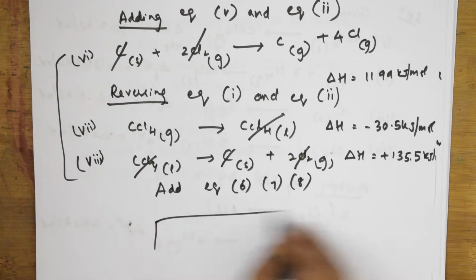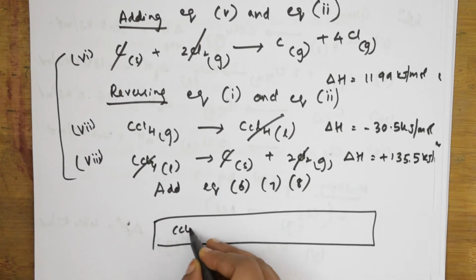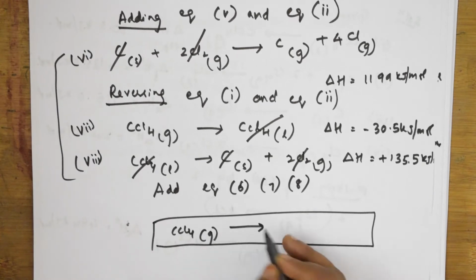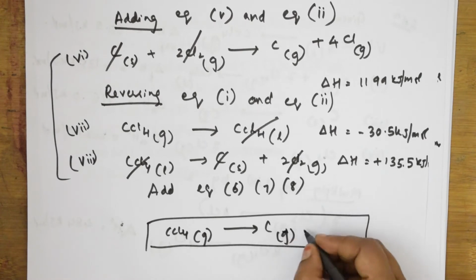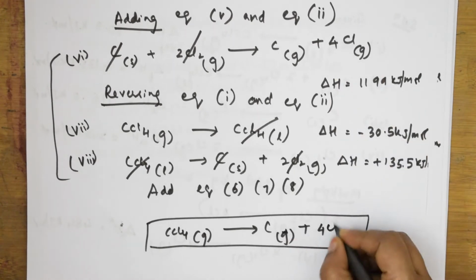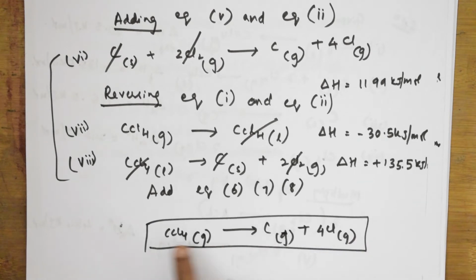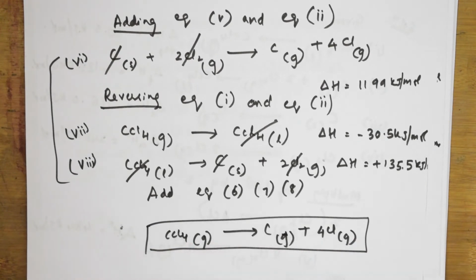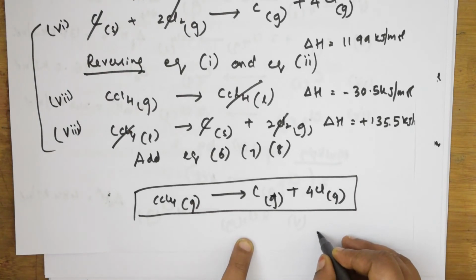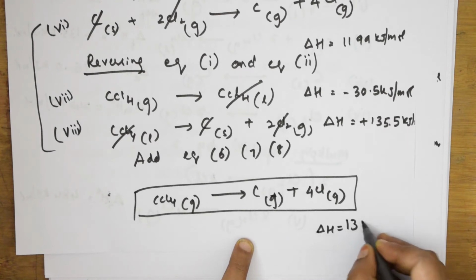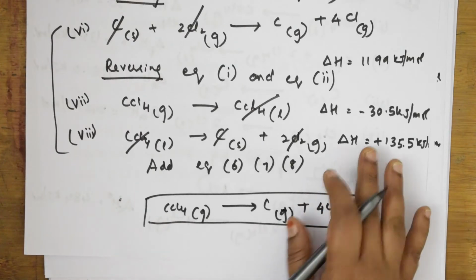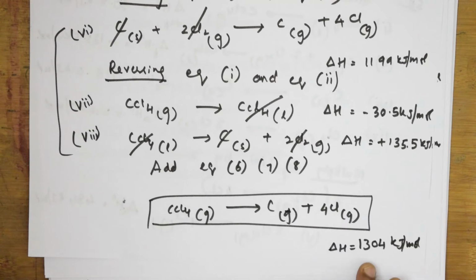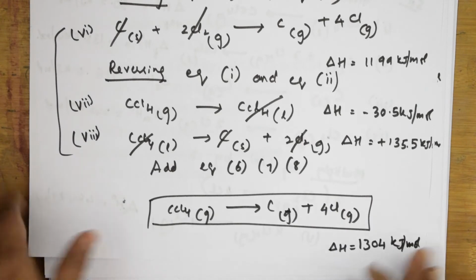So let us write the final equation. CCl4 gaseous state gives me, here, what is left? Carbon, this is also gaseous state, plus 4Cl gaseous state. Now see here, carbon 1, Cl 4. This is gaseous state. So now what is delta H here? Delta H becomes 1304 kilojoules per mole. Okay, right? Because we are going to add everything, add this one, this one, this one, you get 1304 kilojoules per mole.